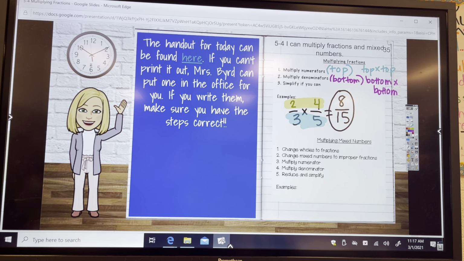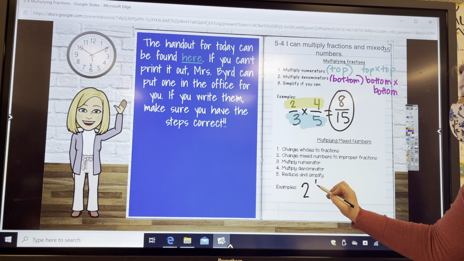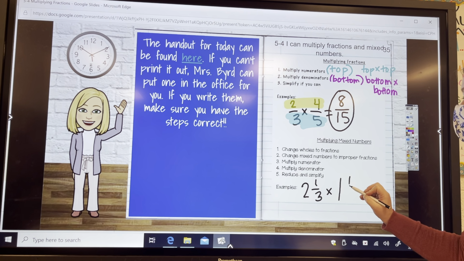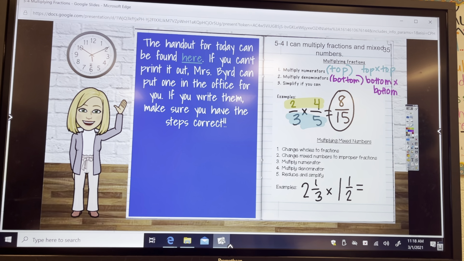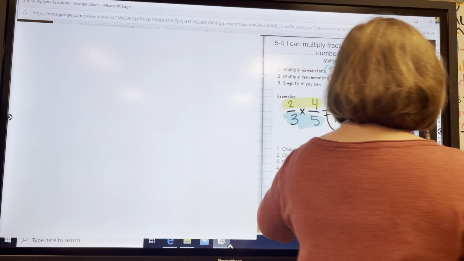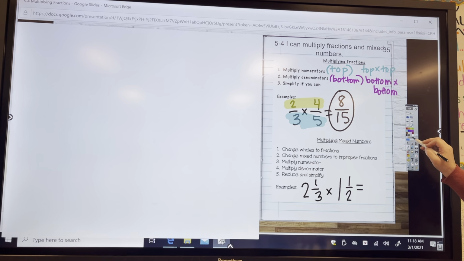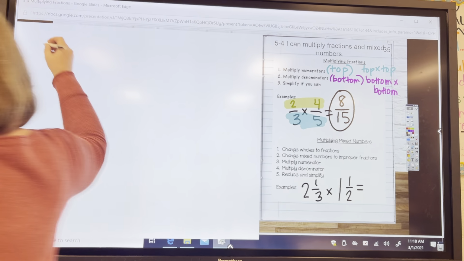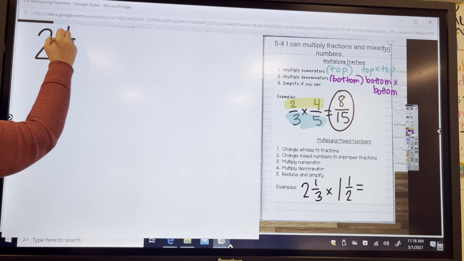Now, when we multiply mixed numbers, we cannot multiply it as a mixed number, okay? I'm going to show you. I'm going to give you an example down here, and we're going to talk about it. So this example, I want you to write 2 1/3 times 1 1/2. Okay, that's the example that we're going to do. I'm going to cover this side up just because there's not enough room for me to work down here at the bottom. So I'm going to write over here.